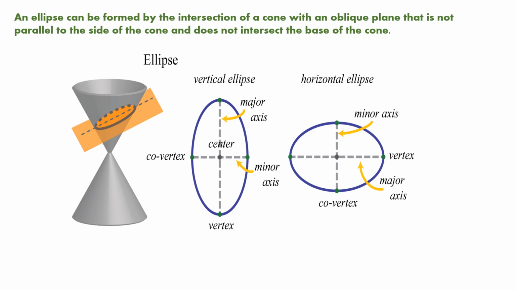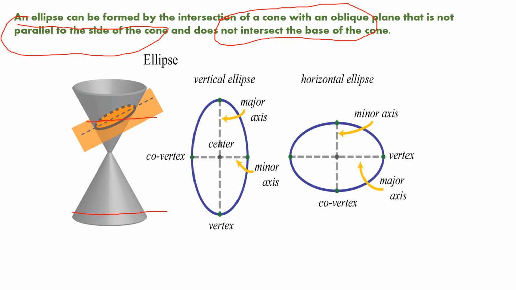In order to understand how the ellipse is formed from a cone, we will see the definition. An ellipse is the curve of intersection from a cone which is obtained when an oblique plane is intersecting in such a way that neither it is parallel to the side of the cone nor it is intersecting the base of the cone. We can observe in the figure also. Here it is neither parallel nor it is intersecting the base.